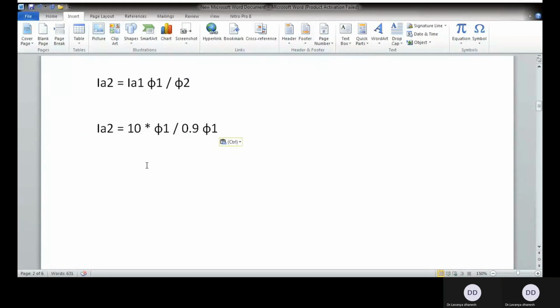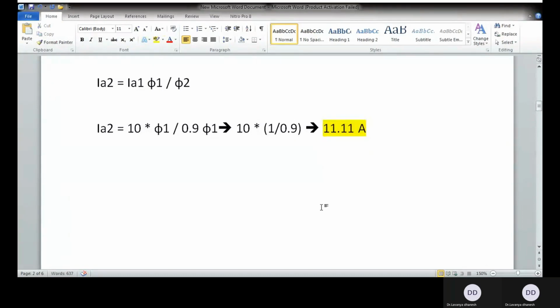Okay, so IA2 will be equal to 10 into 1 divided by 0.9. So you will be getting the answer. What is that answer you're getting? It is 11.11. So it is current, no, it is ampere. 11.11. So this is one answer you're having. You keep it here. Okay.